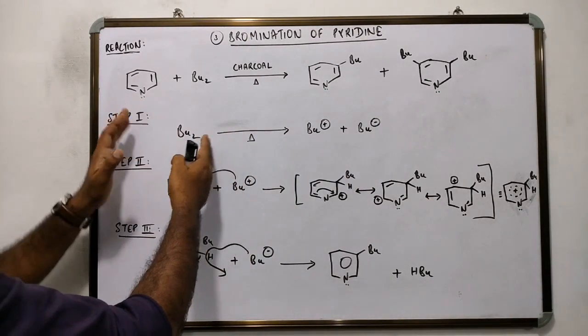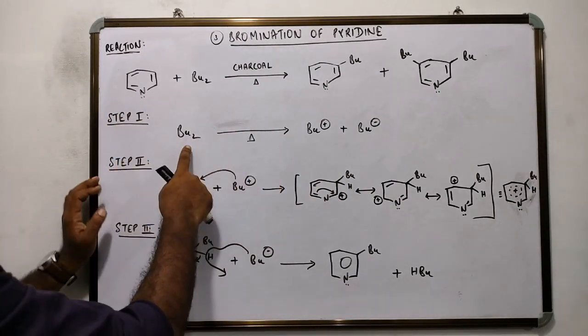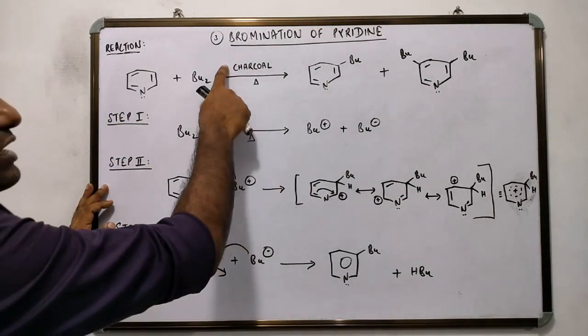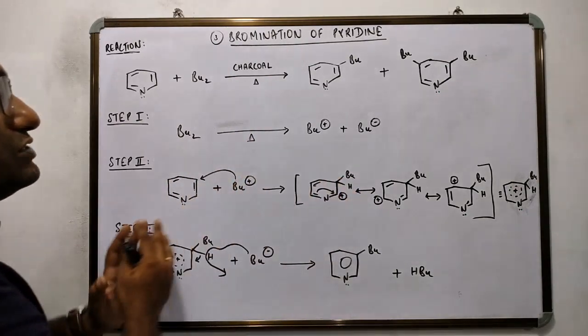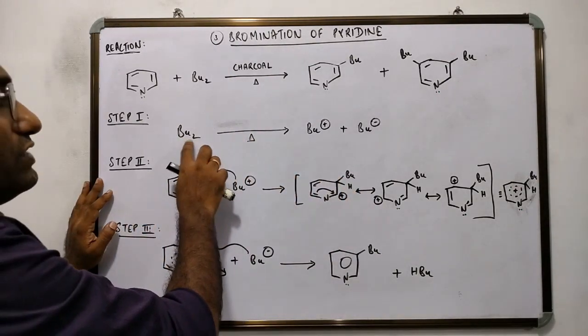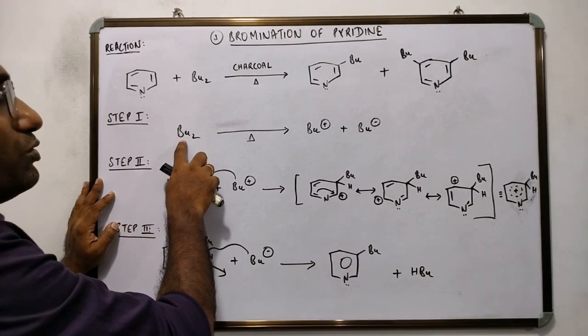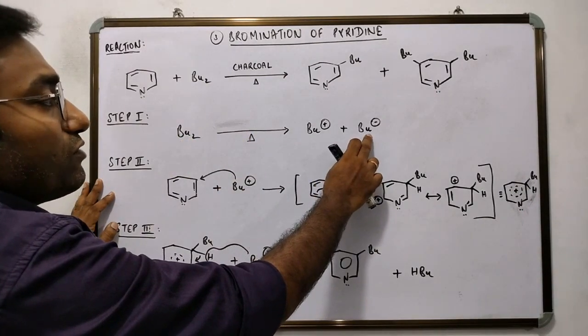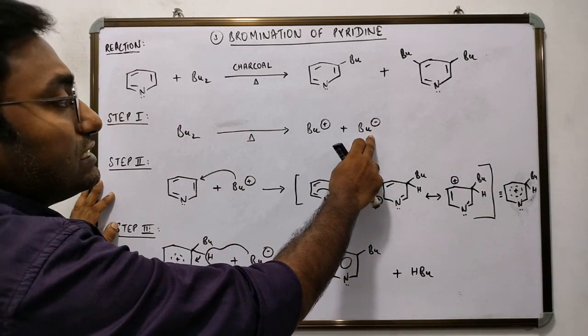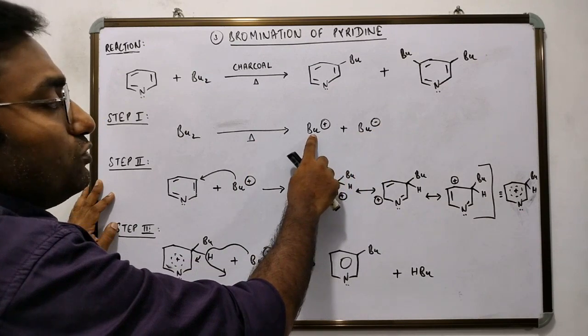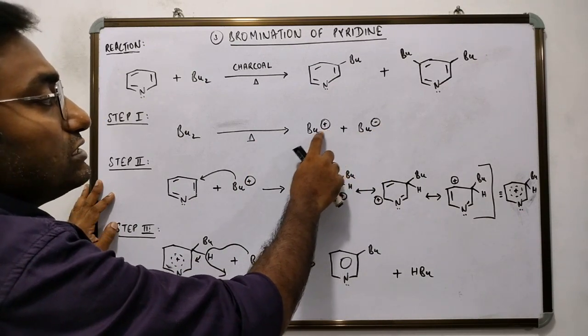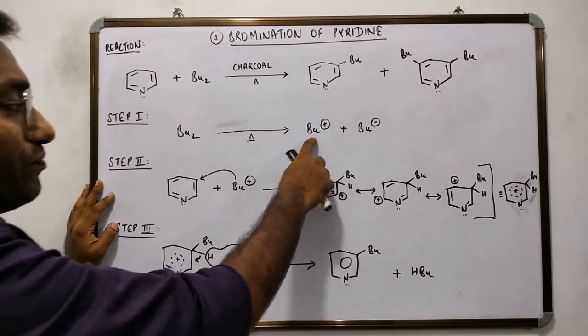Unlike UV rays, which can bring about homolytic fission of bromine, heat from charcoal brings heterolytic fission. That means one of the atoms in the molecule of bromine gets the pair of electrons. The one that gets becomes negative. The one that loses the pair of electrons is positive and is the electrophile.